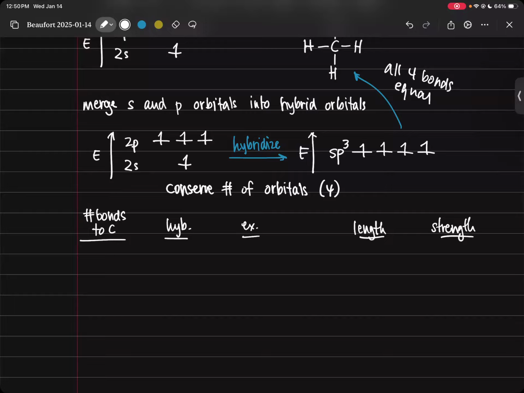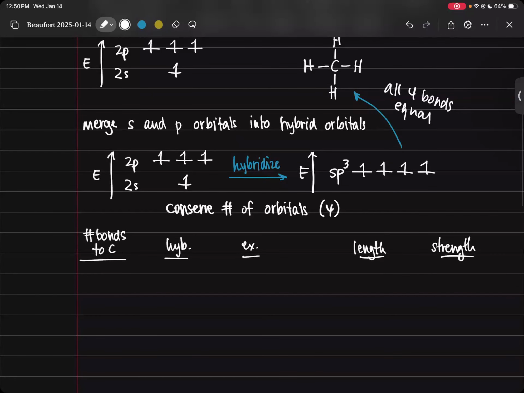So let's make a summary of the different types of bonding environments that we can find around carbon. The one we've talked about here is 4 bonds. When we have 4 bonds to carbon, we're using the s orbital and all 3 of the p orbitals. So we hybridize those 4 orbitals to become sp3. An example, of course, is methane. We just talked about that.